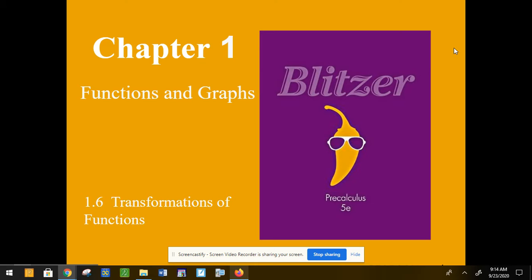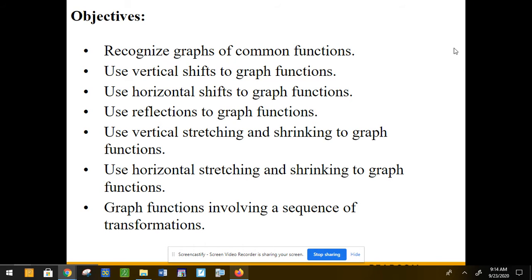The first thing we're going to talk about are the functions that we're going to do all those things with. Let's look at the objectives. We're going to first, again, recognize graphs of common functions. So we're going to go through a list of all the functions that we're going to do these things with. Vertical shifts and horizontal shifts, those will be the translations. Reflections, that'll be where you flip. Vertical stretching and shrinking, those will be multipliers, and same with horizontal stretching and shrinking. It's just a matter of where the multiplier is. And then we're going to graph functions that have a number of those transformations.